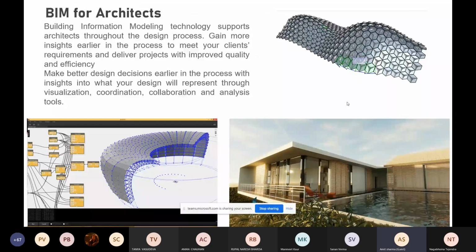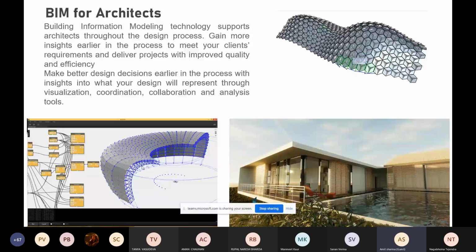Next is BIM for architects. I guess the architecture industry has been using BIM for a long time compared to other construction disciplines, like civil or structural. If we use BIM tools for architecture, if you see on the right side, this kind of design is not possible in CAD. It's very hard. But with tools like Dynamo on the left side, you can program everything and it will make the model for you. You don't have to do it manually. You just have to program it, and it will model it according to your requirements. It will be self-generated by the computer. You don't have to do anything.